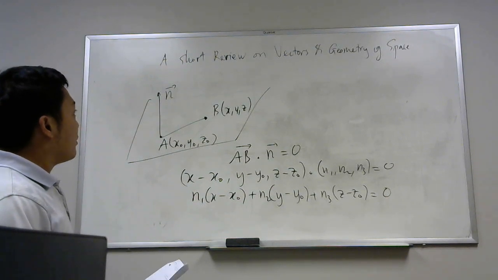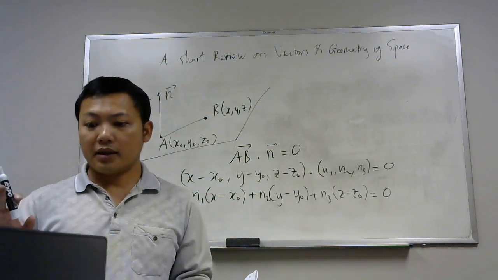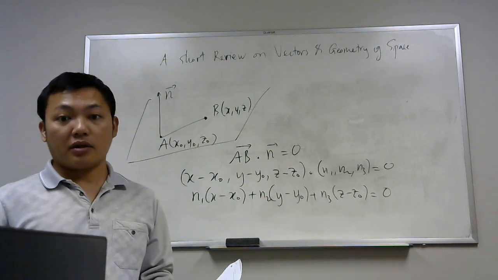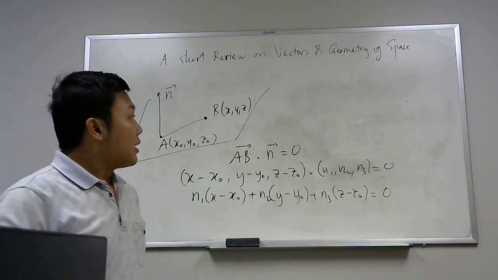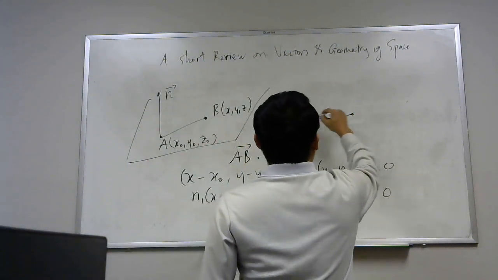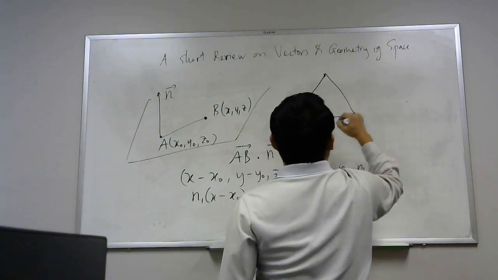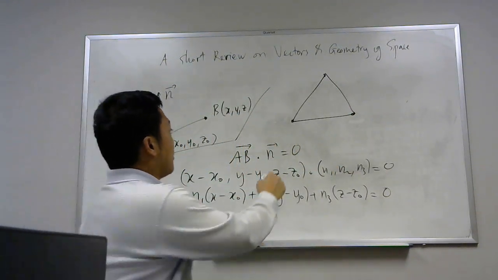One problem with the plane is that if they give you 3 points and ask you to find the equation of the plane containing these 3 points, how to do that? Suppose you have this one, this one, and this one. You have to find the equation of the plane of the 3 points A, B, and C.